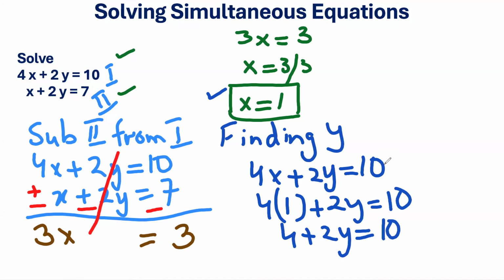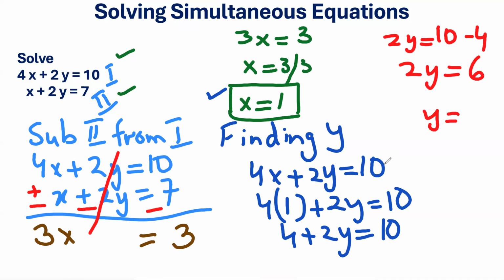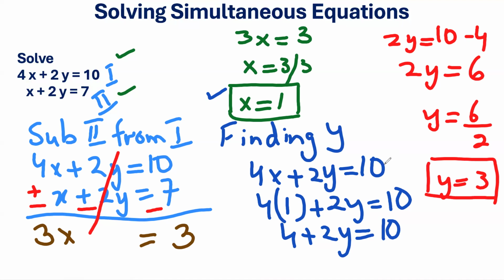Solving it further, you will get 2y equals 10 minus 4. 4 can be brought on this side, so it will become minus 4. 2y equals 6. And y you can find by applying 6 by 2. So y is 3. So you have found the solution set. 1, 3 is the answer. X equals 1 and y equals 3.